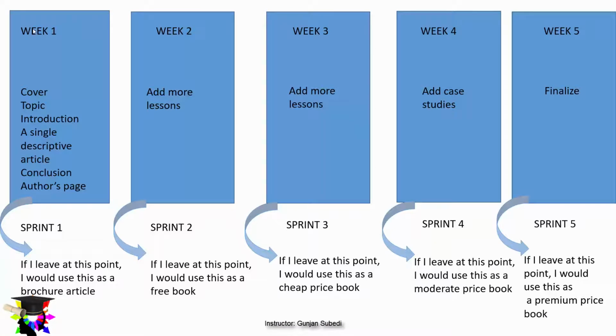After each sprint, which could be 4 days to 30 days, and in my case a weekly interval of time, I am able to generate something valuable for the customers, or a shippable product. By the time I complete the book in 5 weeks or 5 sprints, I would have a brochure, a free book to distribute, a cheap price book, a moderately priced book, and a premium price book.